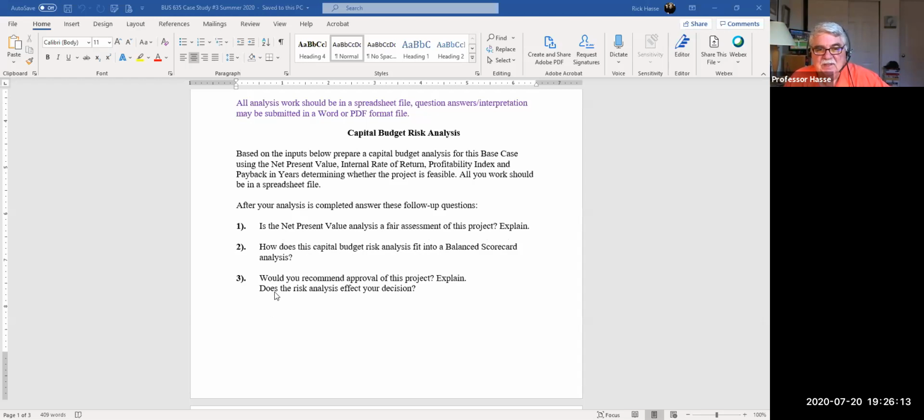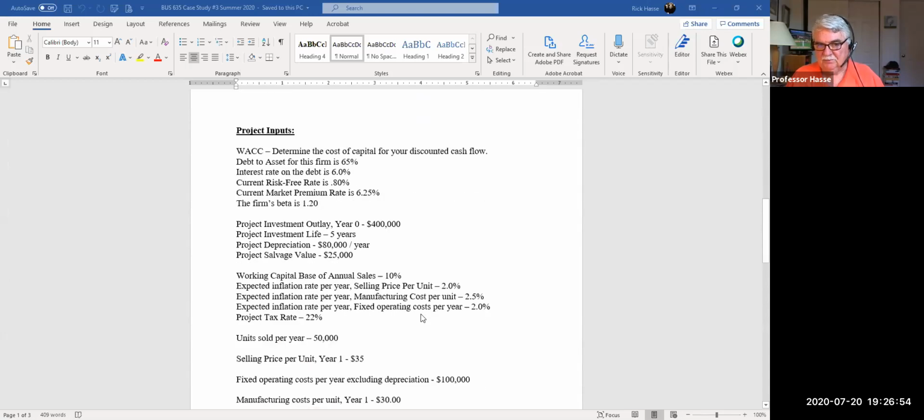Three, would you recommend approval of this project? Explain. Does the risk analysis affect your decision? The only data you have here is the numbers, so there are no market indicators, that sort of thing. But after you go through this process, would you recommend this project, yay or nay? And explain, does the risk analysis affect your decision? All three questions are going to be part of your case. And then you'd have the numbers.